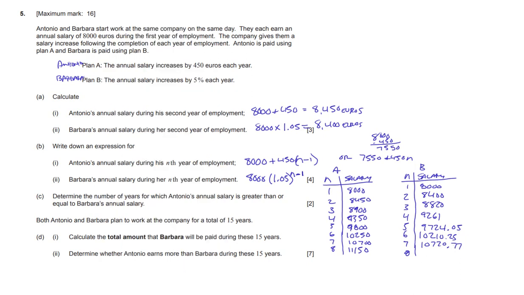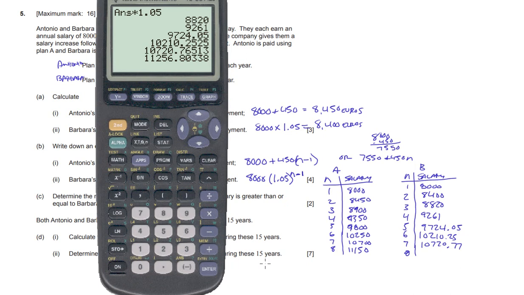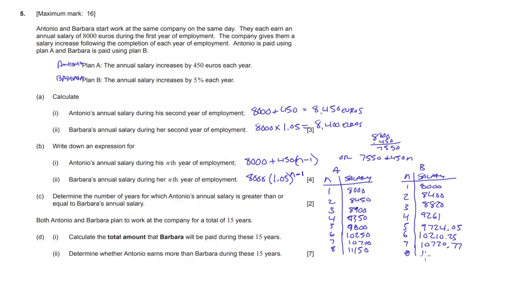0.77, and then we'll do one more for good measure. 11,256.80. Okay, so let's compare. We've got Antonio, she's making more. Again, we're determining the number of years for which Antonio's annual salary is greater than. So it is greater than here at year 1. Actually, it's the same. It says greater than or equal to, so it's okay there. 8450 is okay there. 8900 is more than 8820.